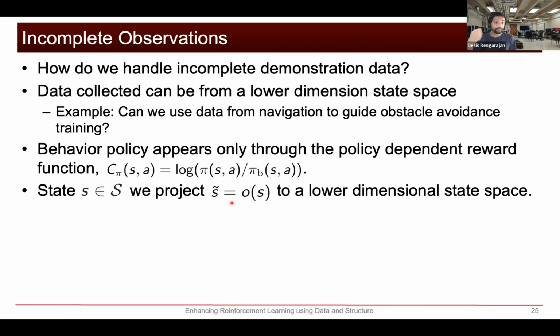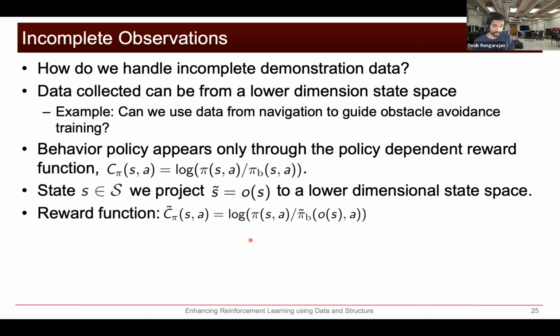And we can just project the state space into a lower dimension and we can solve this. So essentially, even if we have data, let's say from a lower dimensional problem, we can use it for guidance for a higher dimensional problem. That's what we're trying to say. What essentially happens is that your reward function is modified as follows, where you have log pi of s comma a, where pi tilde b consists of the projected version of the state space.